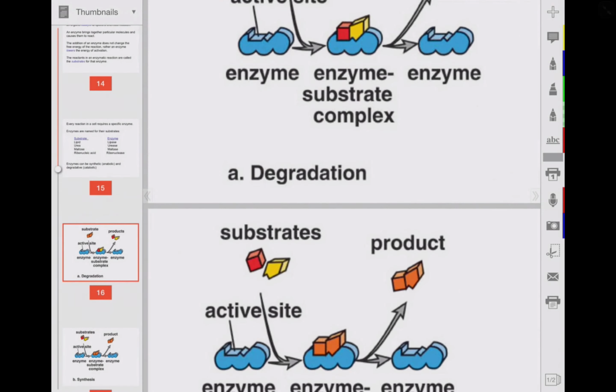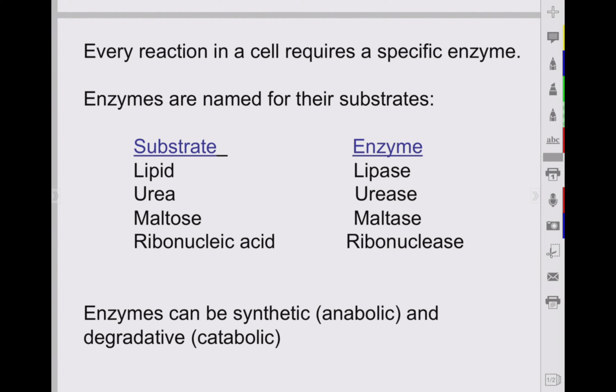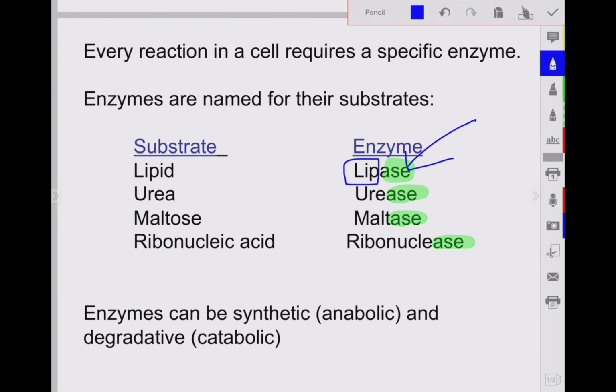So, when we left the notes, we were talking a little bit about specificity, so I'll back up a little bit. Lipids get torn down by an enzyme called lipase. So if we were looking at that, you'll notice that each of these enzymes tends to end in -ase. Well, there's a reason for that. The way we name enzymes is we name them based on the substrate, and then we throw an -ase on the end to indicate that it is an enzyme that's acting on that substrate.